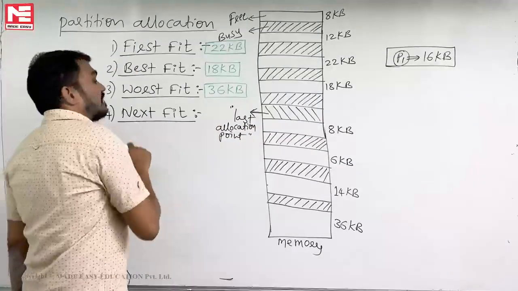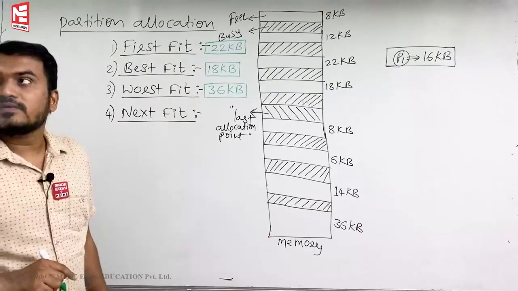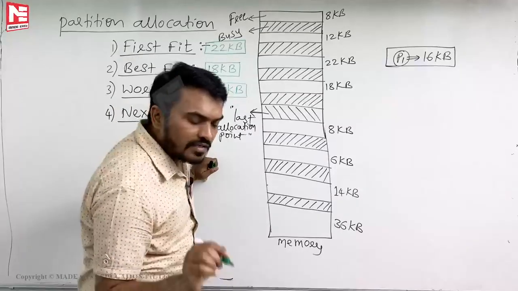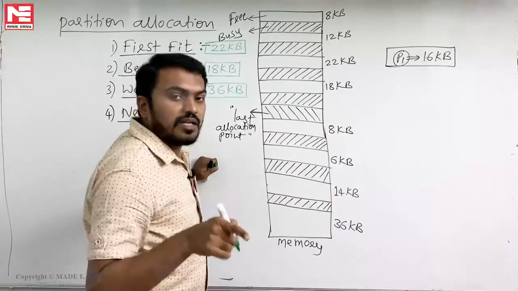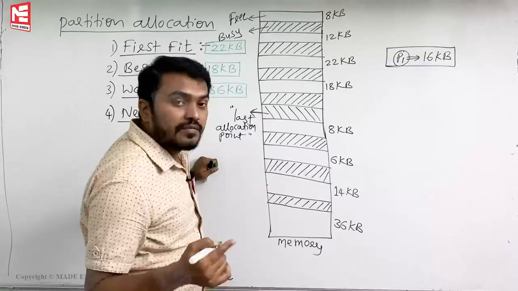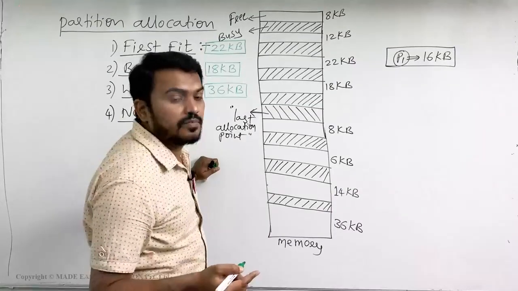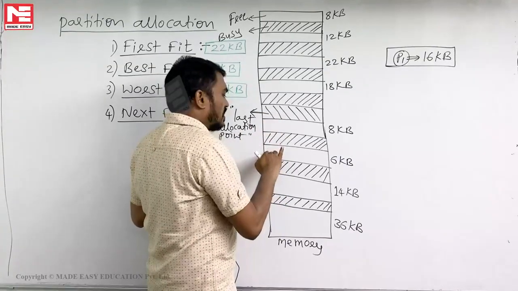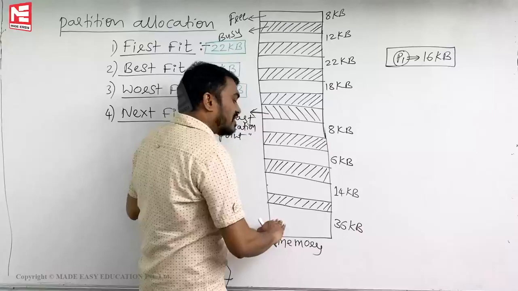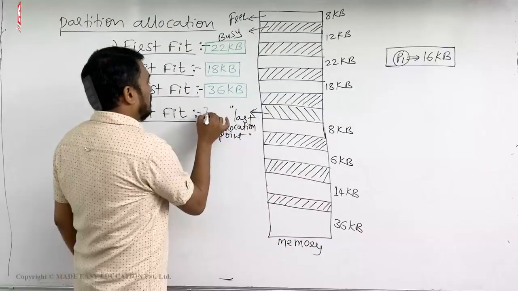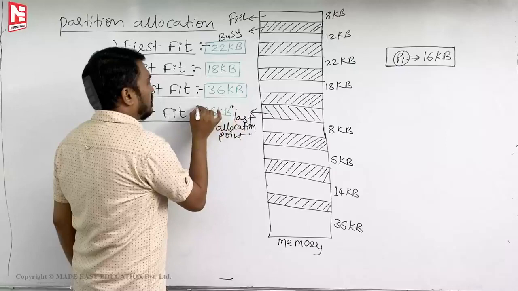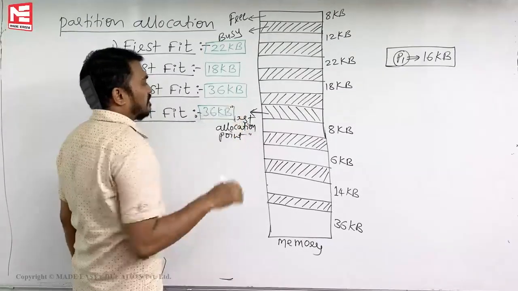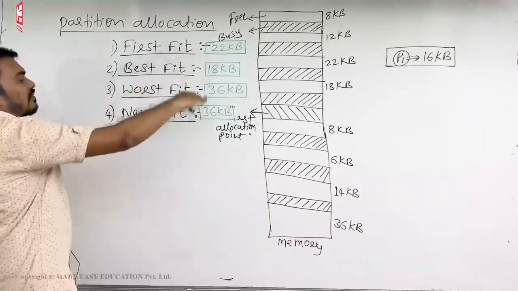Now tell me, if I use the next fit, where are you going to accommodate it? What was the definition of next fit? Next fit also works like first fit, but you search for the first sufficient partition from the last allocation point. So the search starts from here. Is it sufficient? No. Is it sufficient? No. Is it sufficient? No. Is it sufficient? Yes. So you place it in the 36 KB partition. Is that clear for everyone? So this is the meaning of all this.